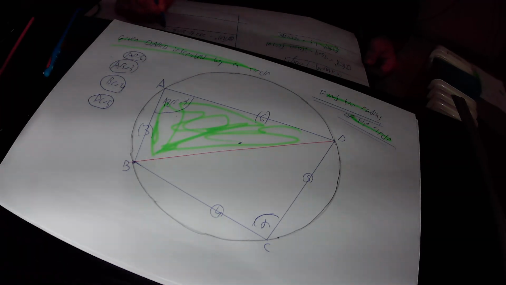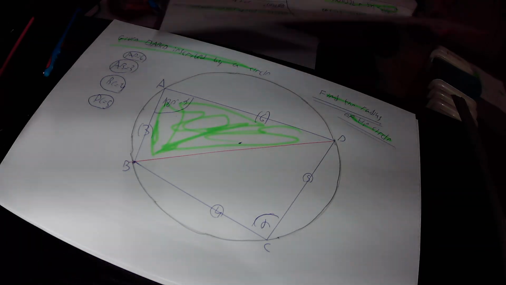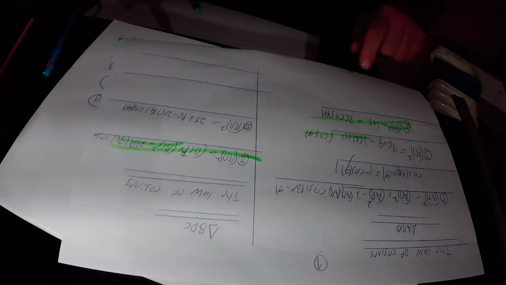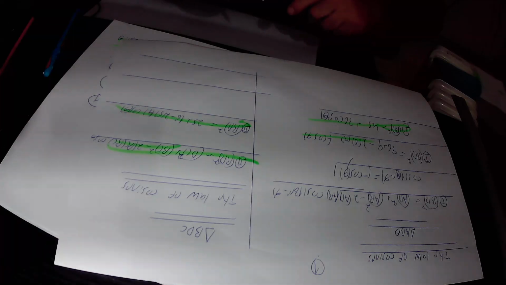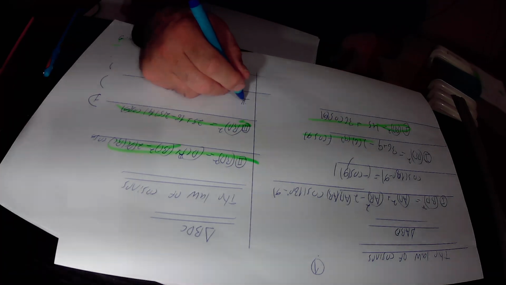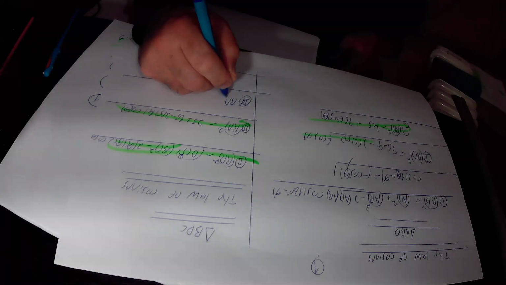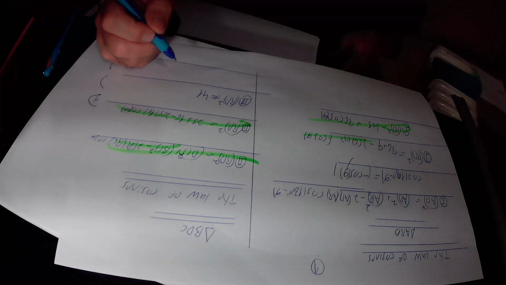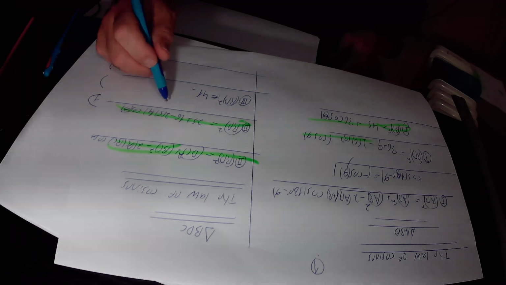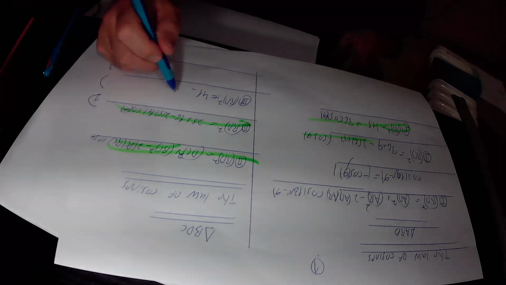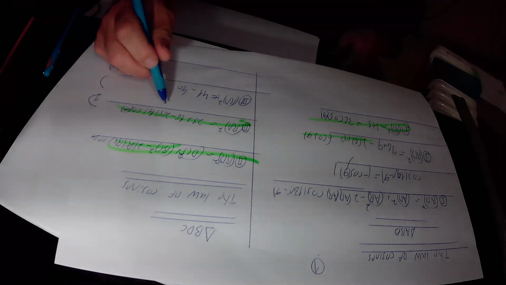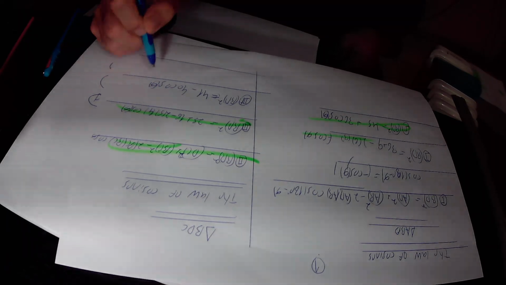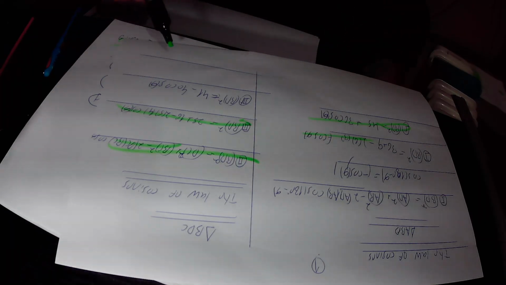So in total, we found out that BD squared equals 25 plus 16 minus 2 times 5 times 4 times cosine alpha. So BD squared equals 25 plus 16 is 41. Here we have minus 2 times 5 is minus 10, and minus 10 times 4 is minus 40. So in total this expression equals minus 40 times cosine alpha. So according to equation 2, BD squared equals 41 minus 40 times cosine alpha.